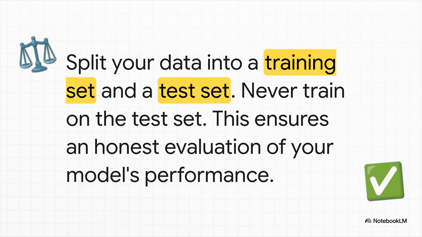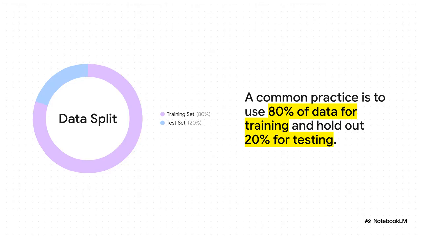This is the only way to get an honest, unbiased grade on how well it's going to perform on new information it has never, ever seen before. A really common way to do this is what's called the 80-20 split. Pretty simple. You use 80% of your data to train the model, and you hold back that other 20% for the final exam, for the test. That test set is your measure of truth. It's what tells you how well your model will actually perform out in the wild.